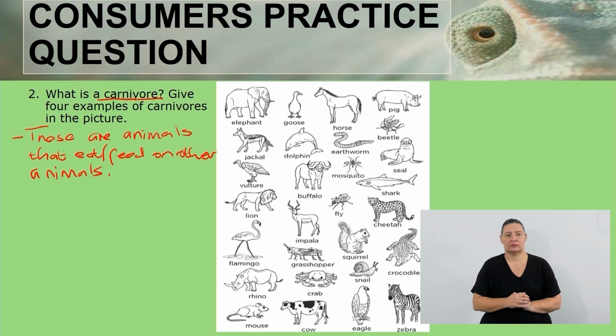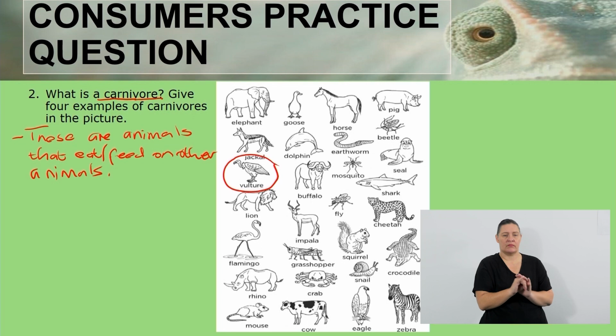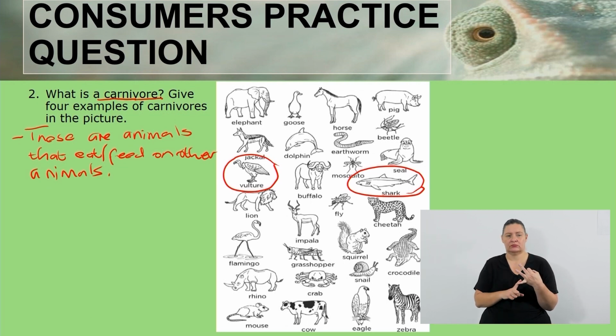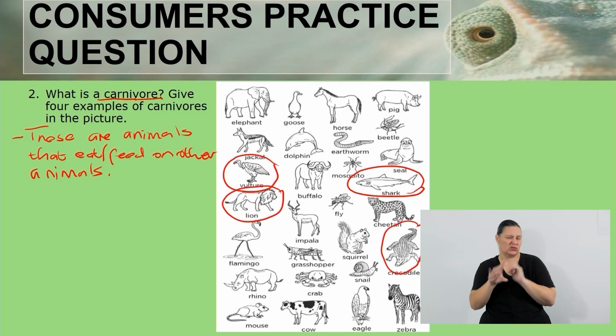So when I'm looking at the first row, I can't identify one. Let me see, right. So the first one that I'm identifying is the vulture. And then the next one is the shark. I'm also identifying the crocodile down there and also identifying the lion here. Right, so those are my 4 examples. Obviously, you are welcome to have different ones.